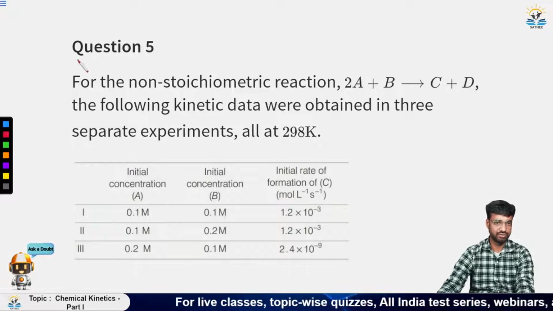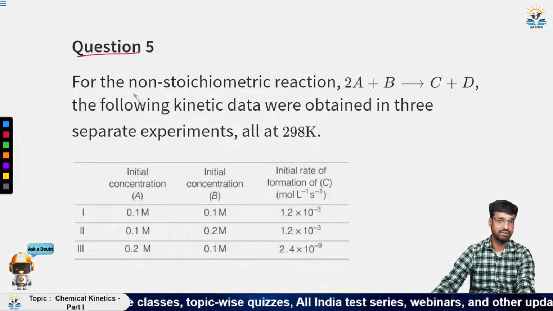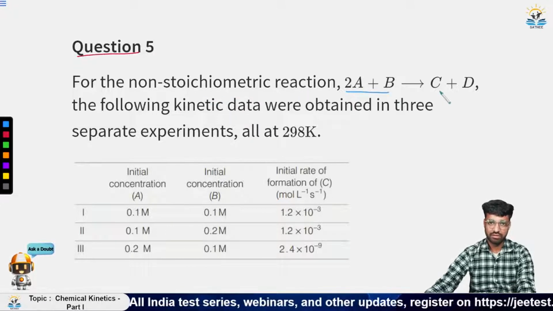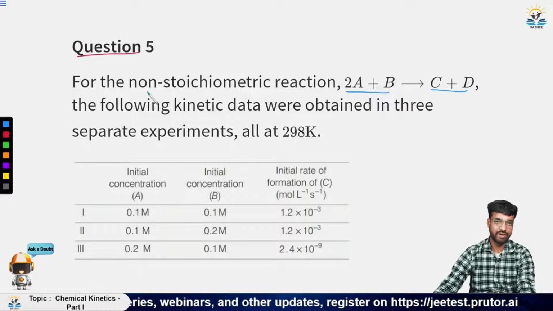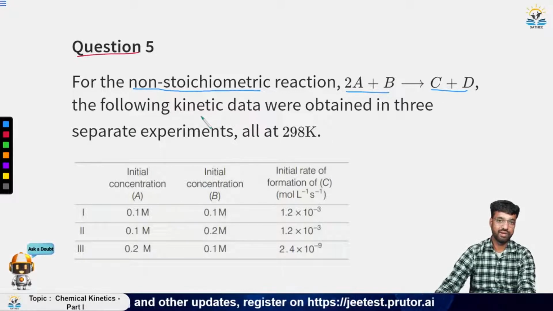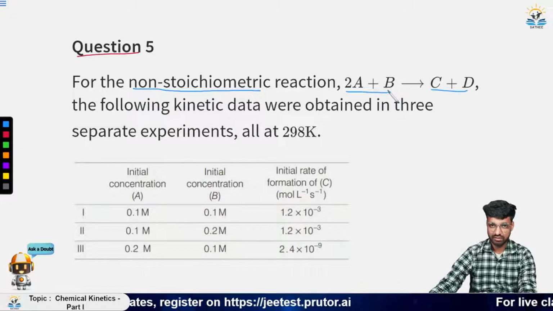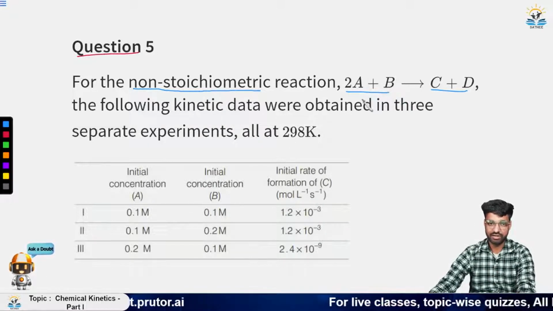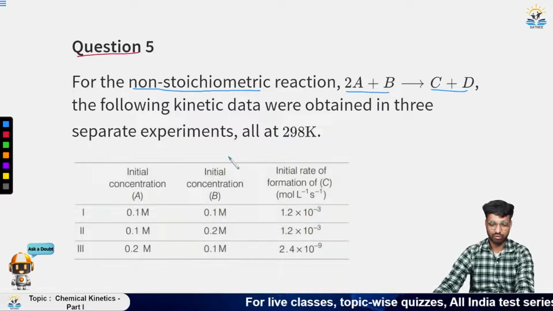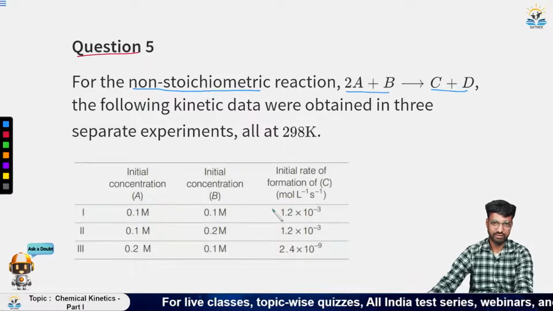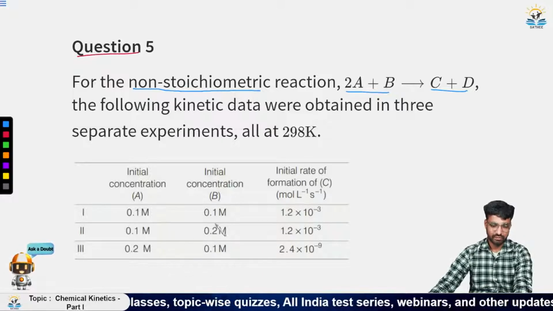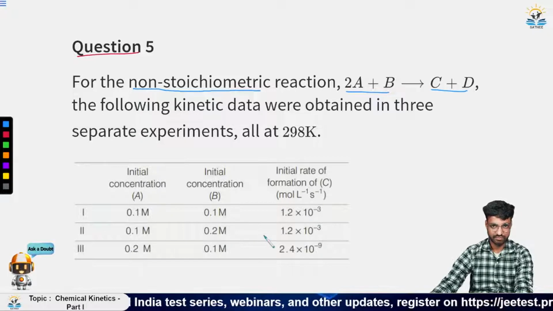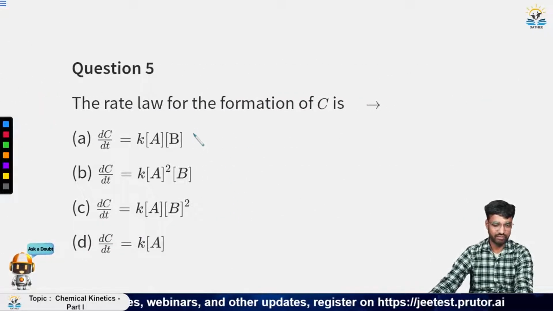Now let us move to our fifth question, which says that for the non-stoichiometric reaction 2A plus B gives C plus D. Here non-stoichiometric means that it is a non-elementary reaction, so you cannot just simply say this is first order or second order by looking at the rate equation. The following kinetics were obtained. So this is the kinetics here. This is experimental data that was given, and we have to find the rate of reaction, or you can say the rate law of this reaction.